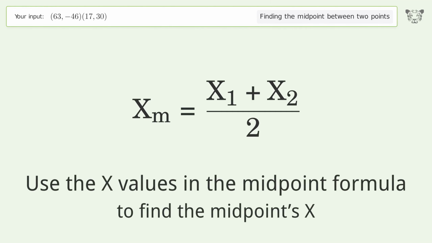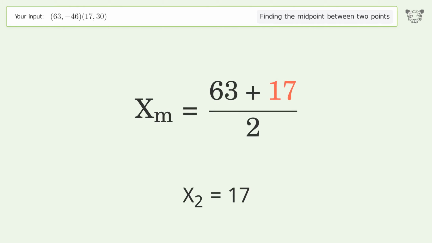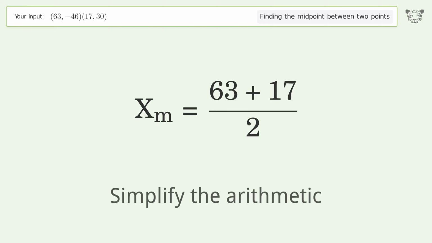Use the x values in the midpoint formula to find the midpoint's x. x1 equals 63. x2 equals 17. Simplify the arithmetic.